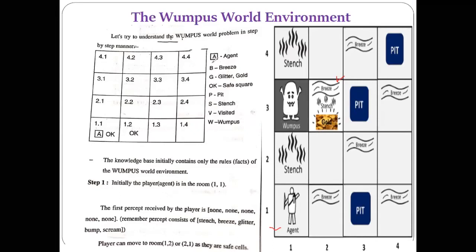Here you see the different nomenclature for the different terms: A for the agent, B for the breeze, G for the glitter and the gold. A safe room is indicated by OK. If any room is safe, then that room is marked as OK. Then P for the pit, S for the stench, V for the visited, and W for the Wumpus. These terms we are going to utilize while playing this game.